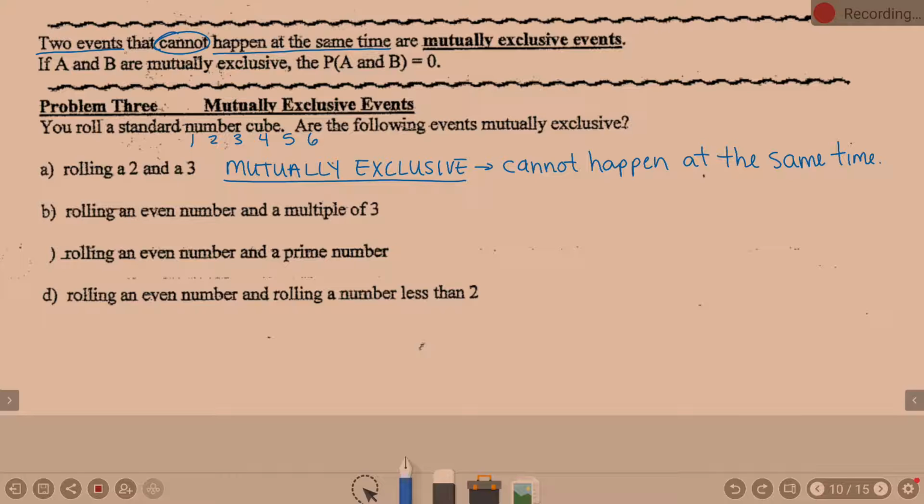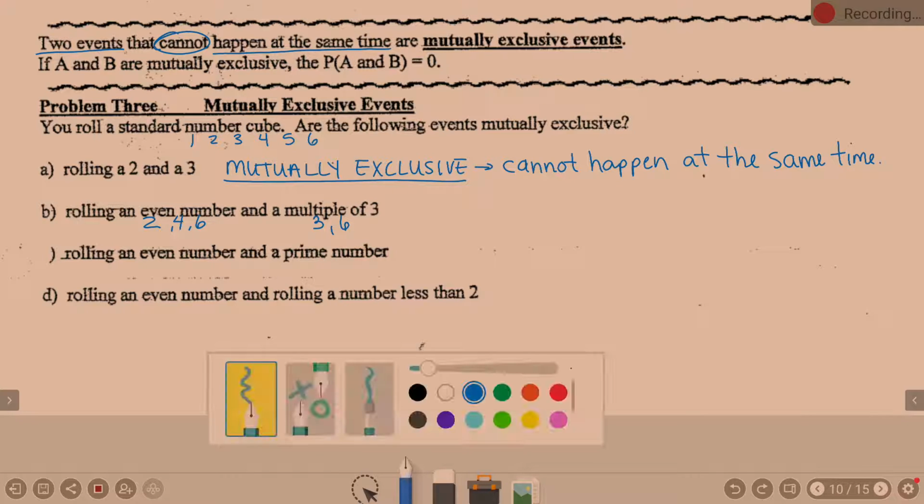B, rolling an even number and a multiple of 3. Can that happen? Yes. What are my even numbers? 2, 4, 6. What about multiple of 3? What do we mean by multiple of 3? 6 and 3. Officially, multiples of 3 start at 3 and count by 3s: 3, 6, 9, 12. The only ones that matter here, though, are 3 and 6.